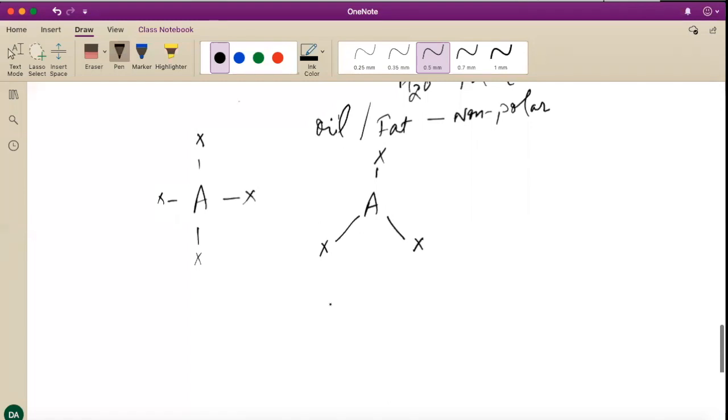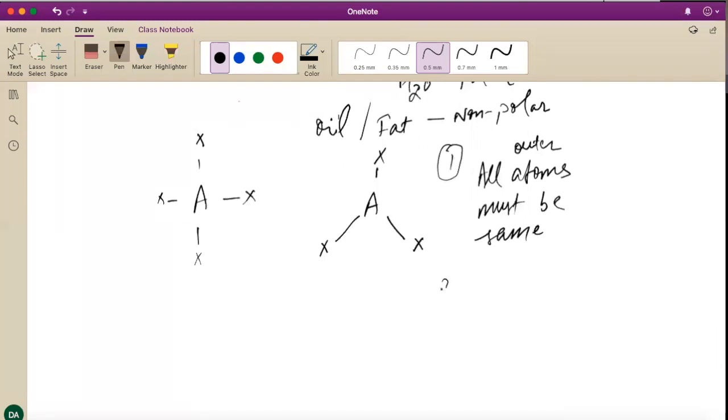If you're thinking no, it's not, because you may be thinking you need a thing on all four sides, that's not the case. What you need is the same things on all the sides. There should be no lone pair. So all outer atoms must be the same. That's your rule number one. And then your rule number two is no lone pair on the central atom.